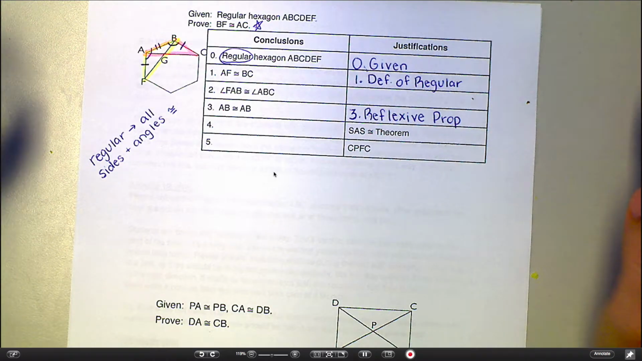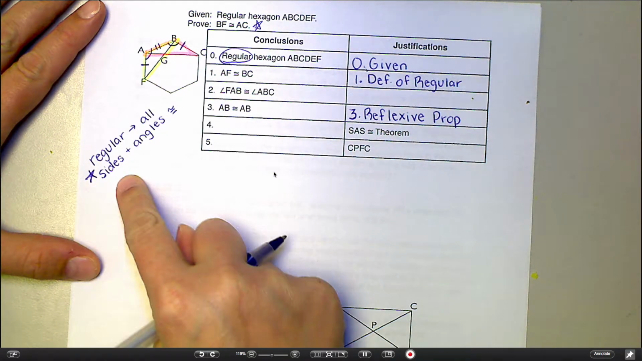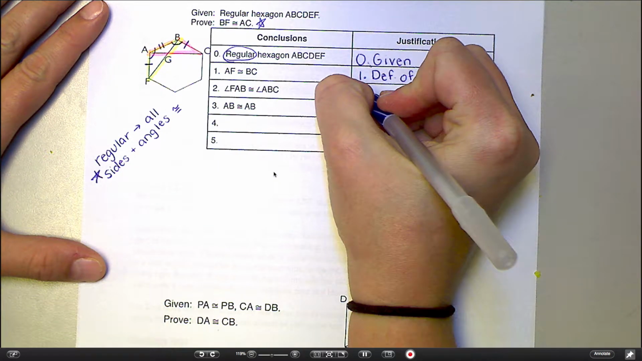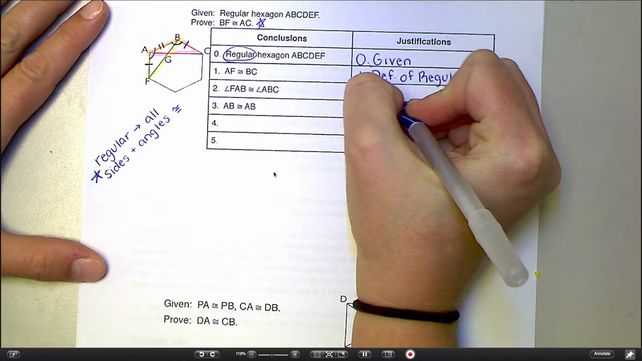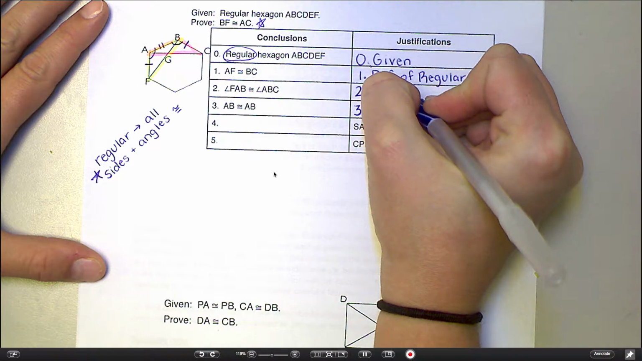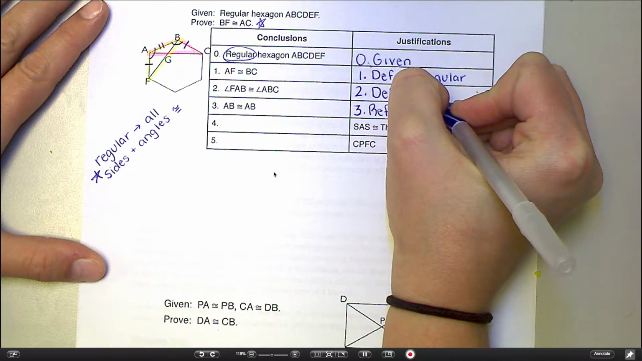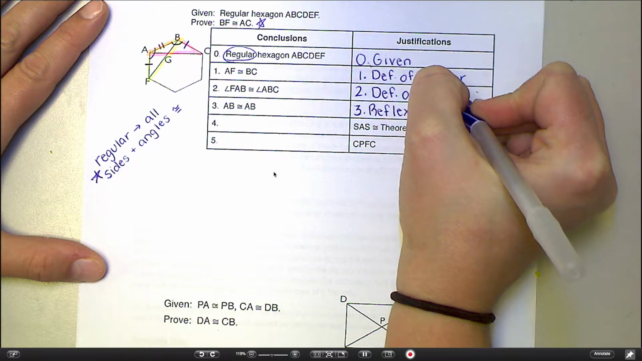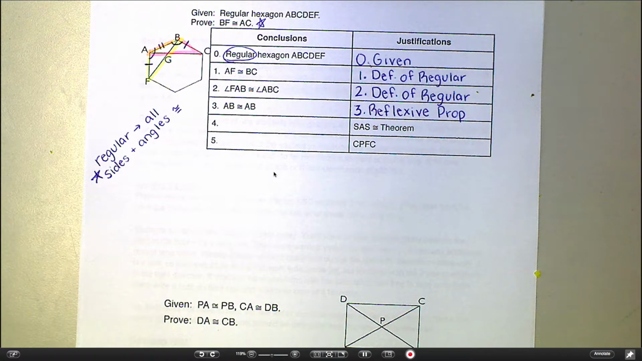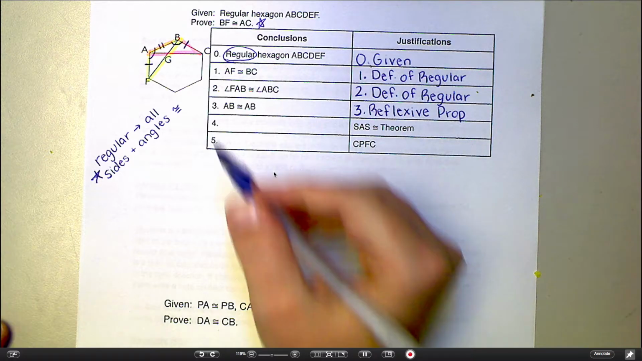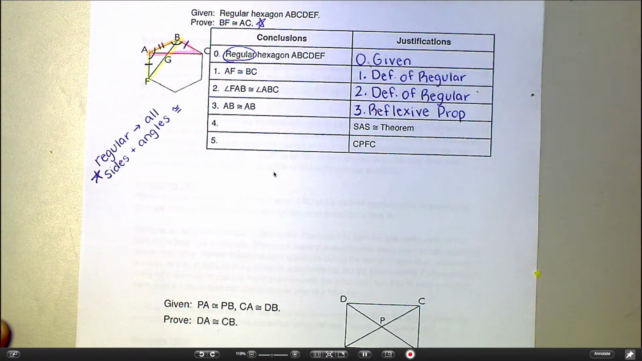And again, the reason I know that is because I know that it's regular, so I know all those angles on the inside are going to be congruent to each other. So that's a really helpful word to know because that gets you a lot of stuff to be congruent. So now I know that my triangles are congruent.